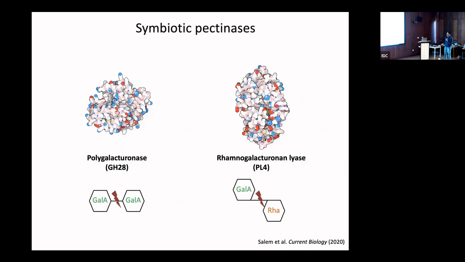Given that high degree of metabolic conservation, we wondered whether we'd see variation in host beneficial factors. And what I mean by that are the pectinases, or the digestive enzymes that are brought into the system through Stammerer. I've introduced you to polyglucuronase and rhomglucuronolase, one that functions against the homopolymer of pectin, the other against the heteropolymer of pectin. And what we found was there actually is variation in what the symbiont encodes.